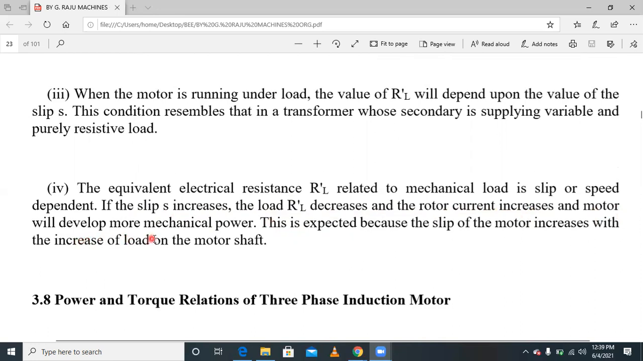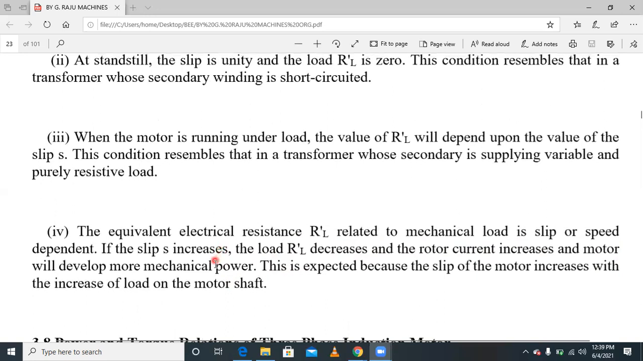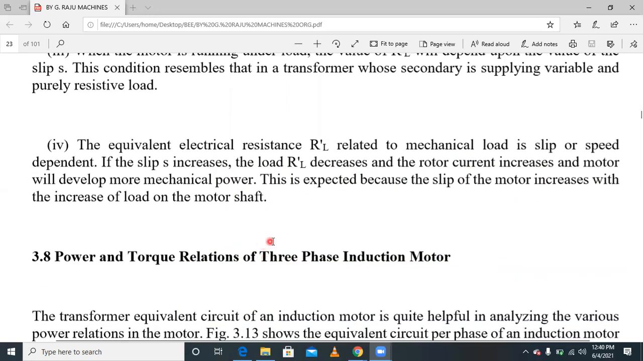It's clear. If the slip is increasing, the load RL dash decreases, the rotor current increases, and the motor will develop more mechanical power. This is expected because the slip of the motor increases with the increasing load on the motor shaft. This is the concept regarding the induction machine when the slip changes from starting to running condition. At starting condition, what happens? Under running condition, what happens? At synchronous speed condition, what happens? This is the concept regarding the three-phase induction motor.